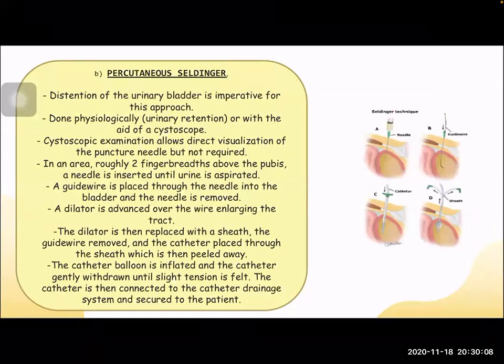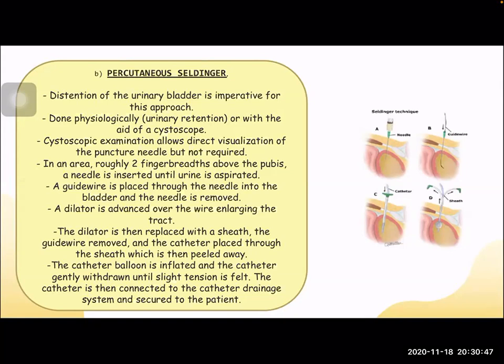In this technique, distension of the urinary bladder is a must for this approach. It is done physiologically, either through urinary retention or with the aid of a cystoscope. Cystoscopy allows direct visualization of the puncture needle, but it may not be required. In an area about 2 finger breadths above the pubis, a needle is inserted until urine is aspirated. Then a guide wire is placed through the needle into the bladder, and then the needle is removed. The dilator is advanced over the wire, enlarging the tract.